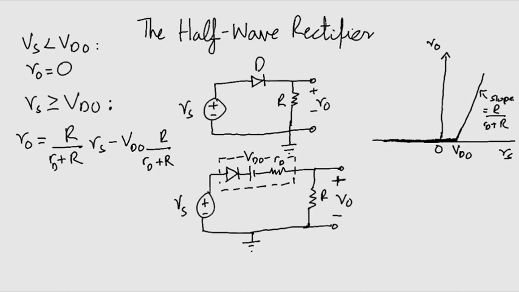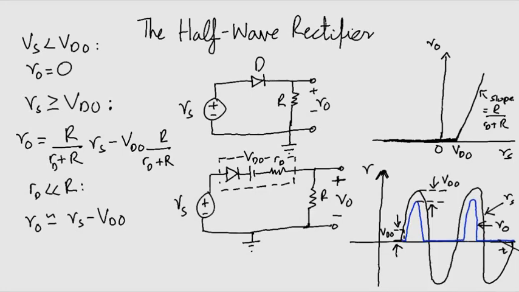However, as is the case in many applications, Rd is much lesser than R. So we can rewrite the second equation as V0 is approximately equal to Vs minus Vd0. This will result in this output.